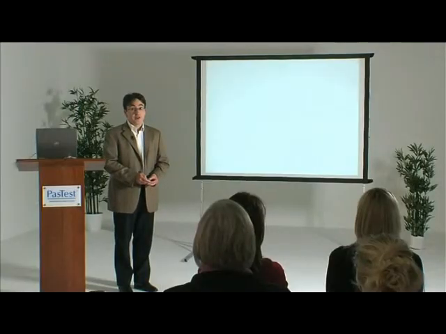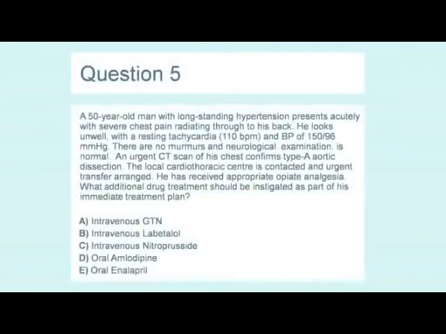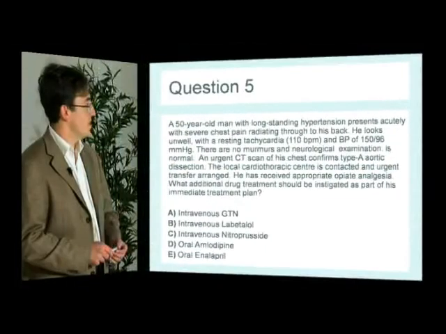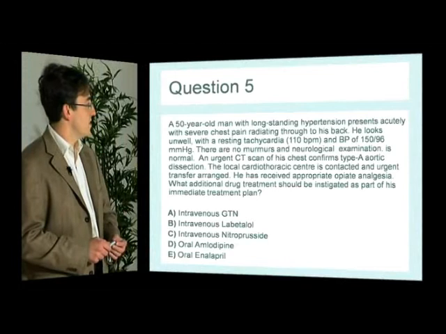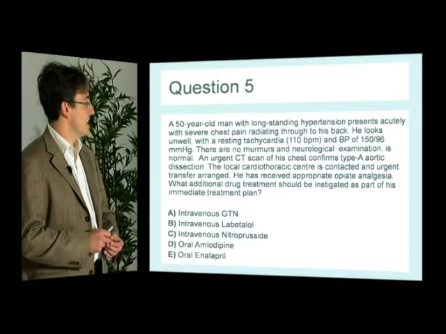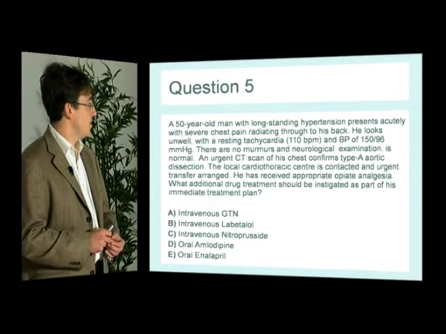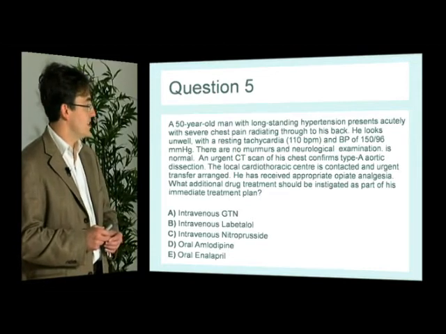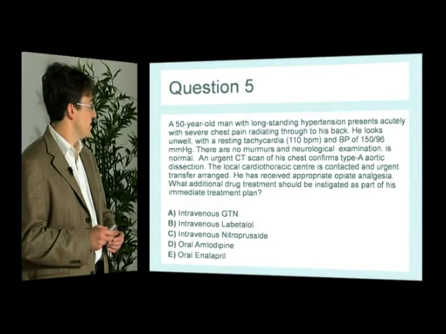We'll now do the next question, question 5. A 50-year-old man with long-standing hypertension presents acutely with severe central pain radiating through to his back. He looks unwell with a resting tachycardia of 110 and a blood pressure of 150/96. There are no murmurs, and a neurological examination is normal. An urgent CT scan of his chest confirms a type A dissection.